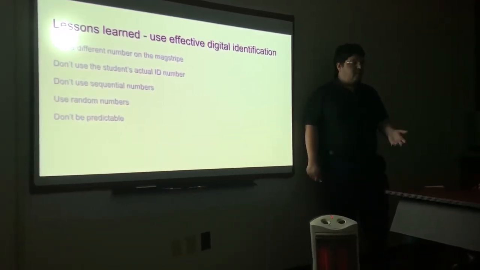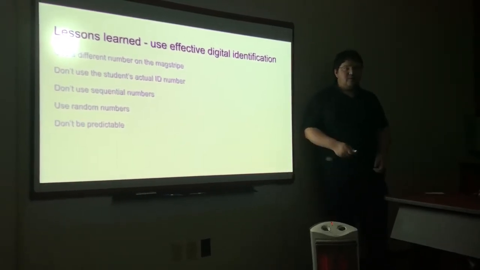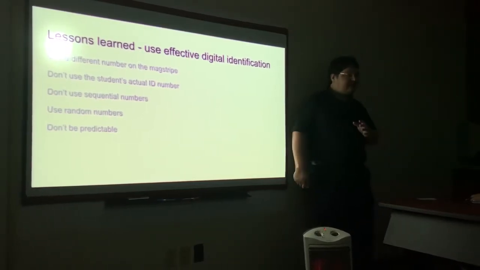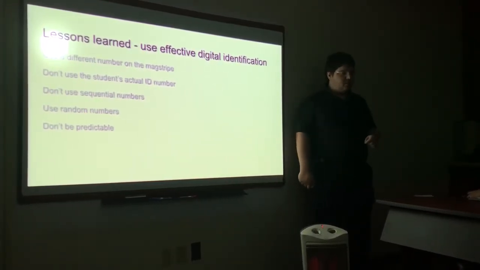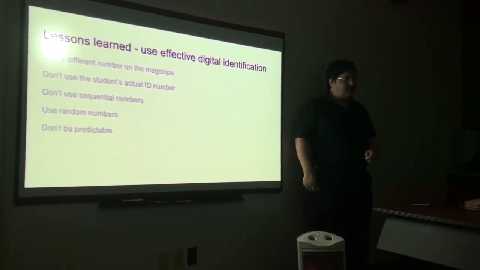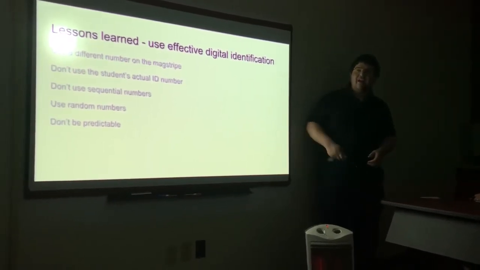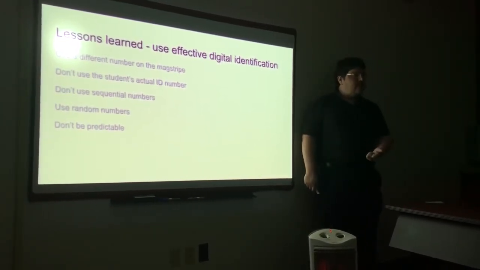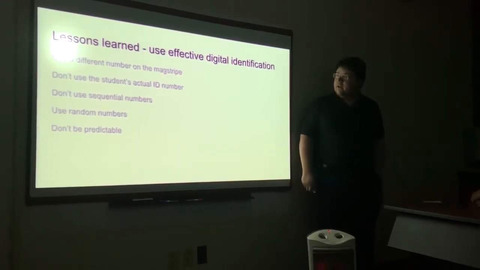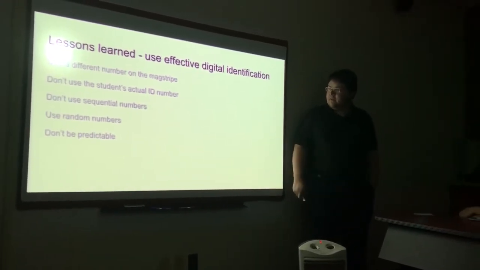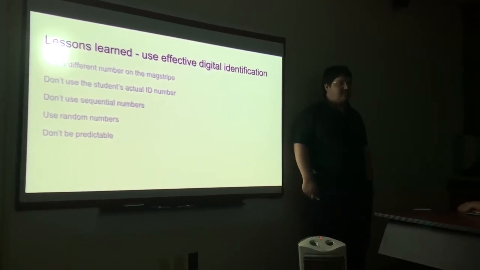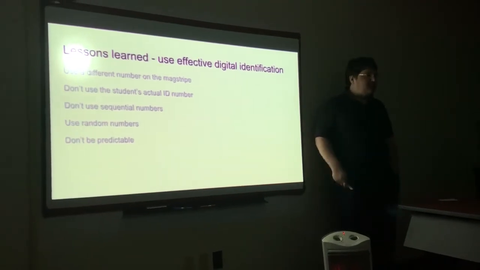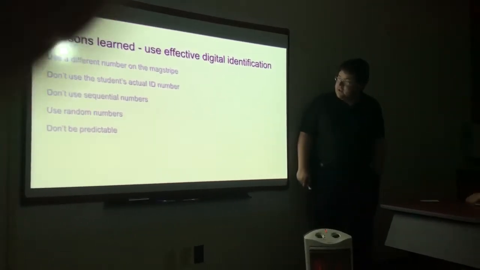So, some lessons learned in using effective digital identification. We're talking about what belongs on a card for physical ID, and what needs to belong on it for a digital ID. Well, for digital ID, it would be really nice if the numbers on the magstripe were different than the numbers printed on the card and the numbers that you tell your friends, like, oh yeah, my W number is this. It would be really nice if there were unique, secret information on the actual card. So don't use the student's actual ID number. Definitely don't use sequential numbers. If I know that mine is ID 1000, my buddies could possibly be 1001 since they're sequential.